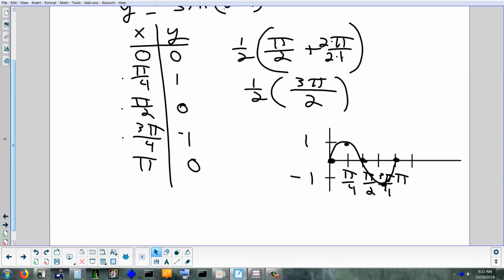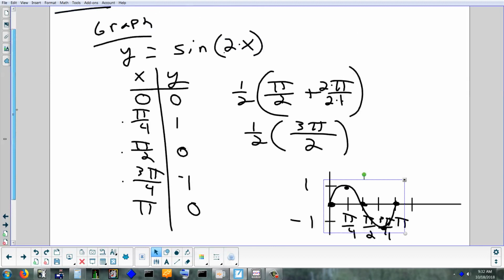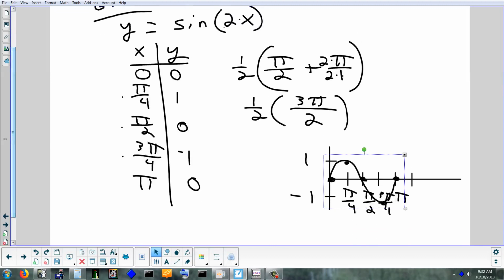There's your graph. Okay, and that has been compressed. This graph did a full cycle by the time it got to pi. The normal graph does a full cycle once it gets to 2 pi. So in the normal graph, you would only be halfway through the cycle at this point. Okay. Any questions on that one?